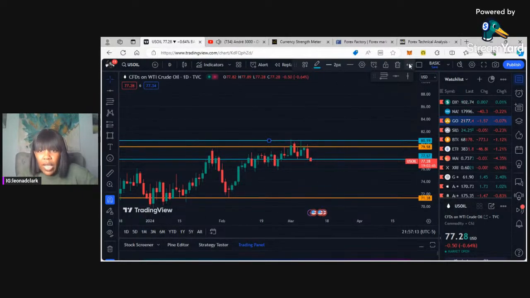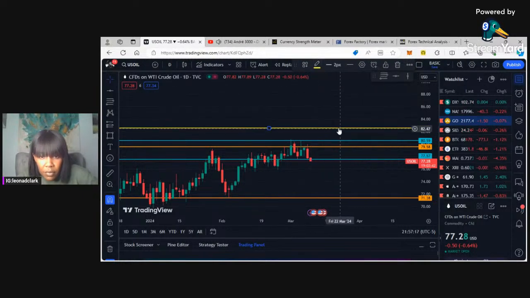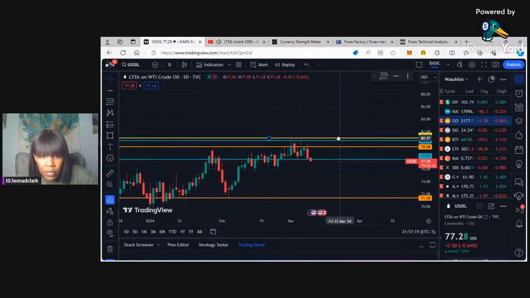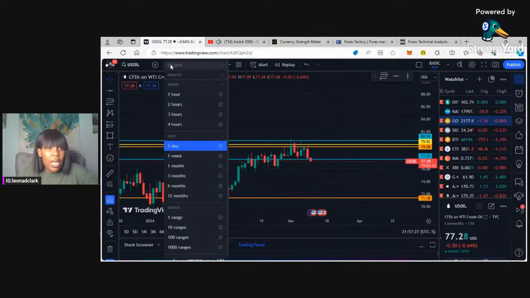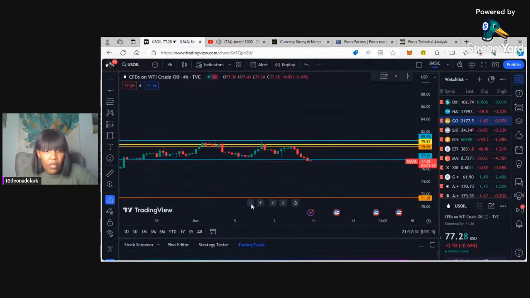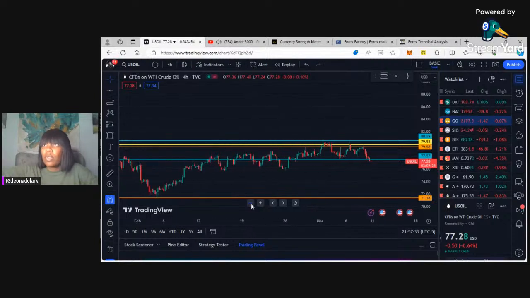So let's do this day. Okay, so our week low and day low are the same, so I'm not putting a yellow line on that one. Move this out the way.